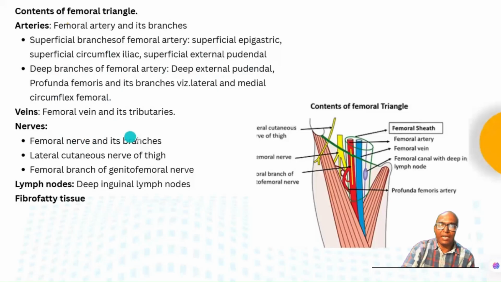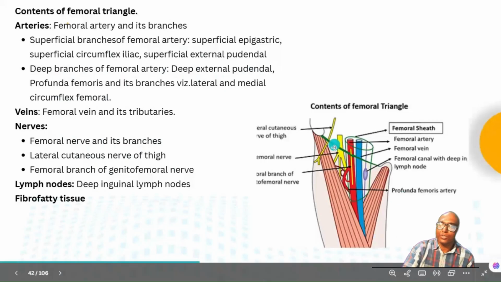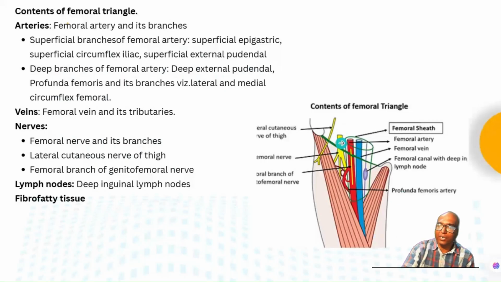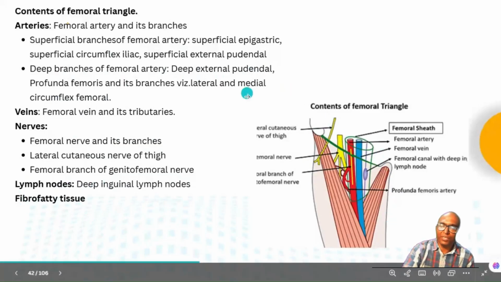Nerves: femoral nerve and its branches, lateral cutaneous nerve of the thigh, and the femoral branch of genitofemoral nerve. Okay. So you have got this femoral nerve along with this lateral cutaneous nerve of the thigh, and here is the femoral branch of genitofemoral nerve. So these are the nerves, along with the deep inguinal lymph nodes and the fibrofatty tissue. So these are the contents of the femoral triangle.